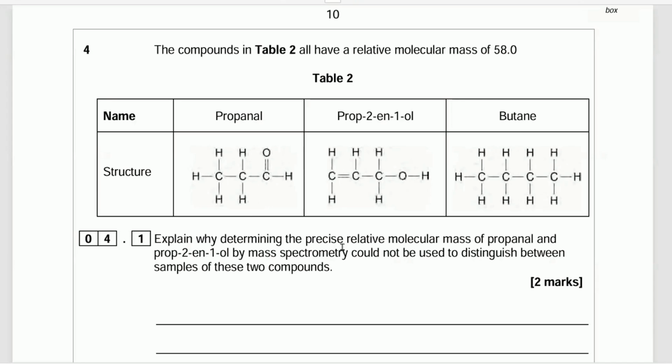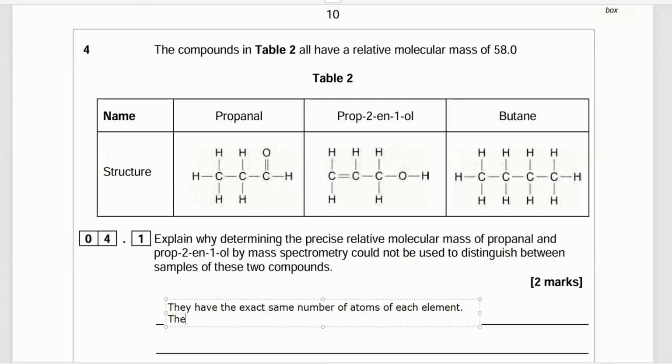4.1, explain why determining the precise relative molecular mass of propanal and prop-2-en-1-ol by mass spectrometry could not be used to distinguish between the samples of these two compounds. The reason being they have the exact same number of atoms of each element. So they have the exact same molecular formula. And guess what? They also have the same Mr. So these are the two reasons why mass spectrometry is not going to work.